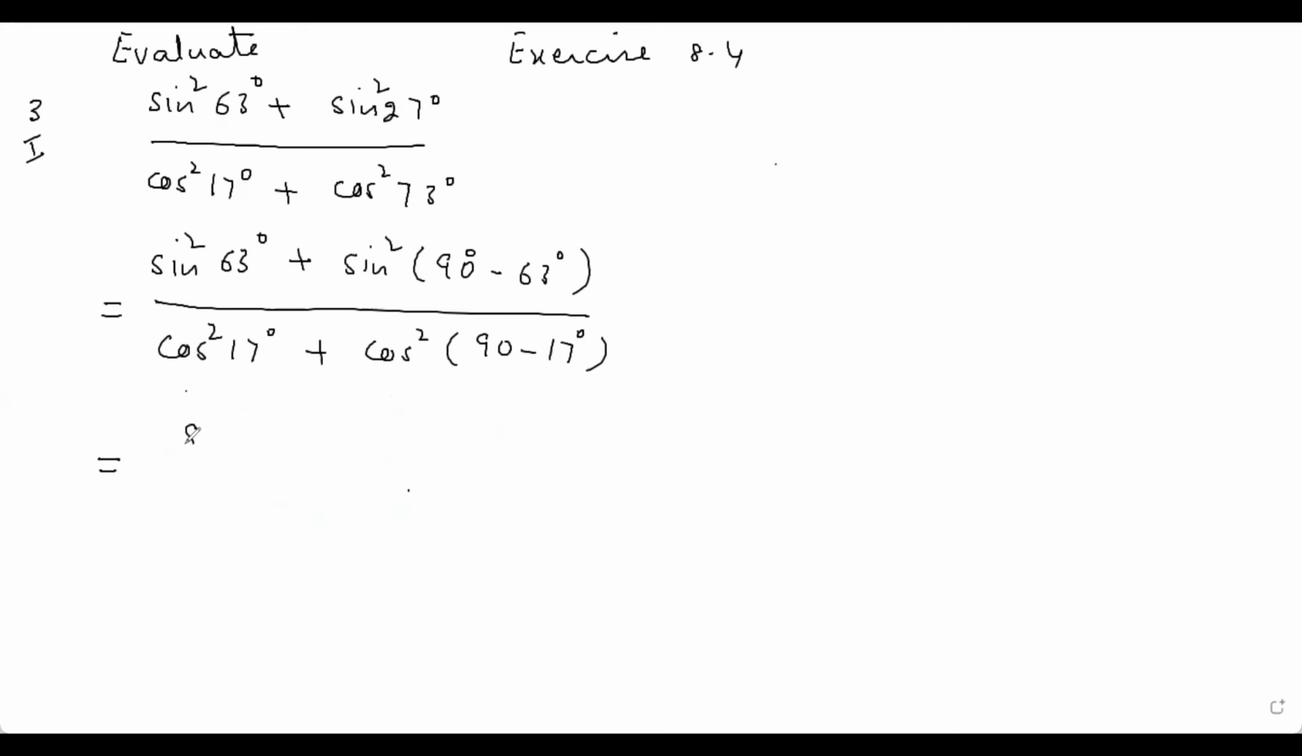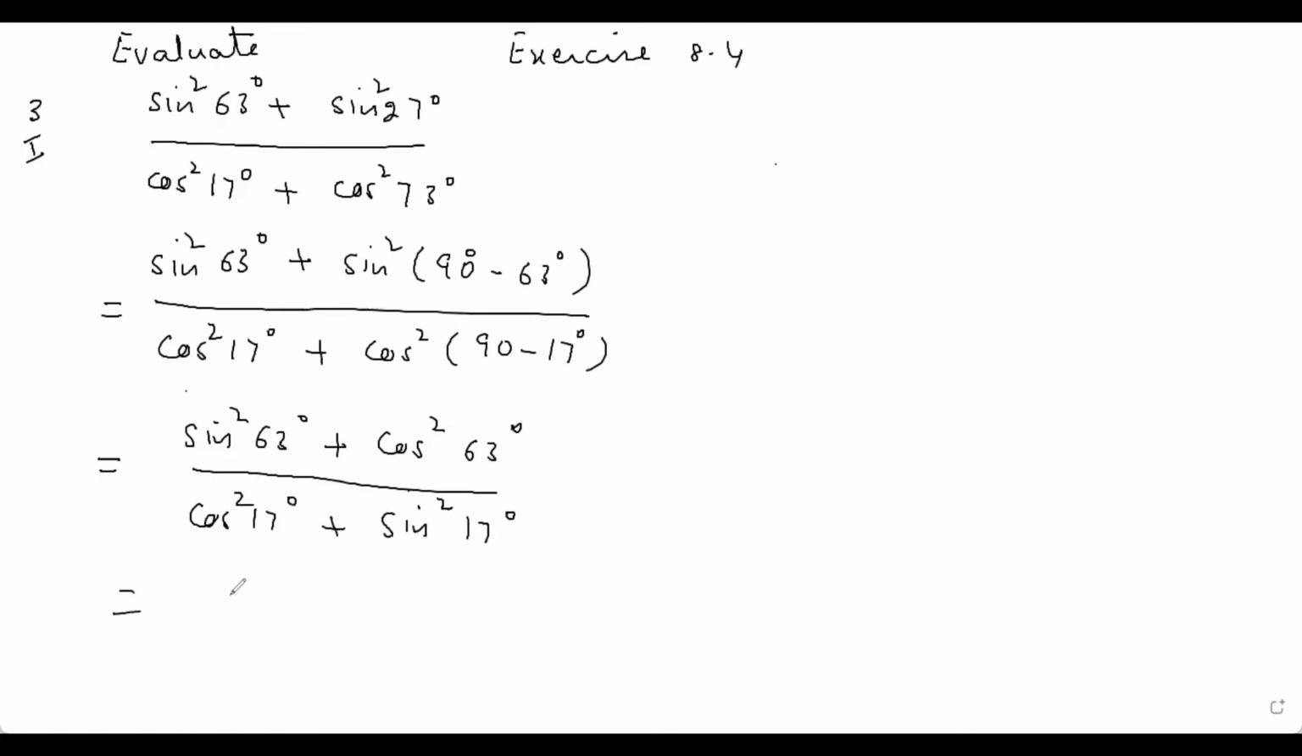This is equal to sin² 63° plus cos² 63°, since sin (90 minus theta) is cos theta. And cos² 17° plus cos² (90° minus 17°) is cos² 17° plus sin² 17°. This is equal to 1 and this is equal to 1 because sin² theta plus cos² theta is 1. So this is equal to 1.